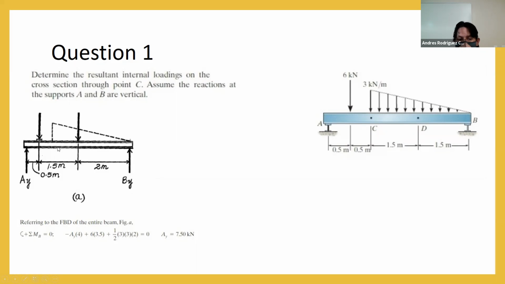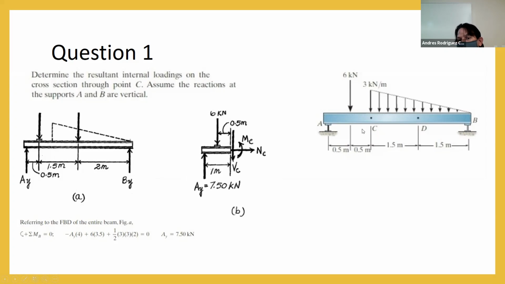Divided by, and we are going to multiply by the length, that is going to be 2, and divided by 2. The 2 is because it's going to be the area. 3 times 3 divided by 2 is that triangle. And the distance between the point where we apply the load and the point B is going to be 2. So we can obtain right now AY, that is the vertical load that we have at the point A.